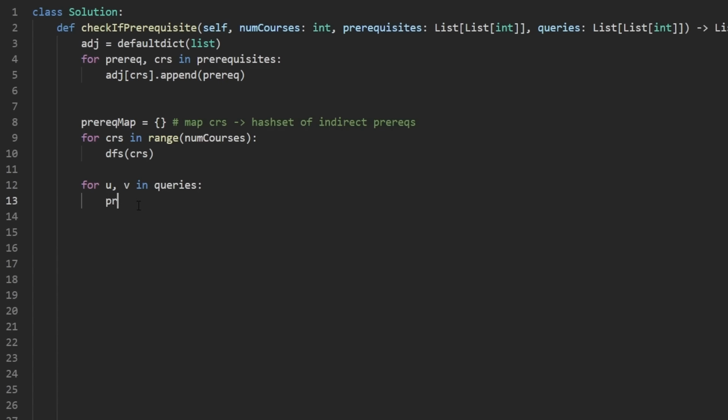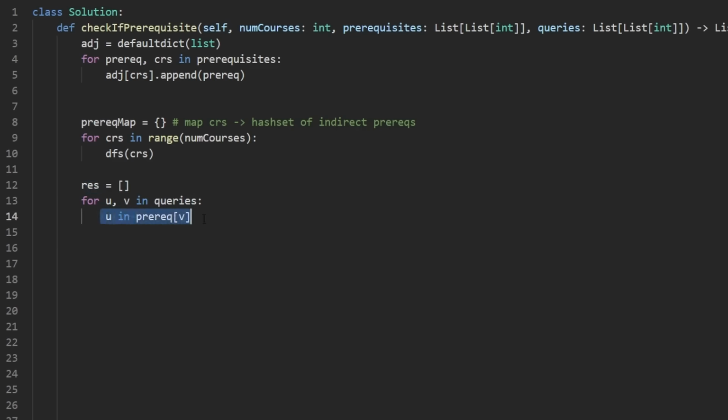So we're going to take our prereq map and we're going to use V as the key. Now this will give us a hash set of all the indirect dependencies or prerequisites of V. If U is in this hash set, then we want to append true to our result. So let's actually define our result here. It's going to be an empty list. So for every query, we're either going to push true or false to the result.